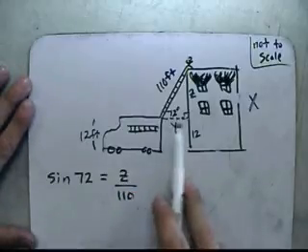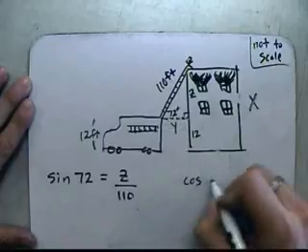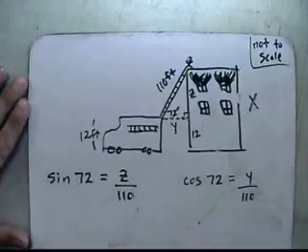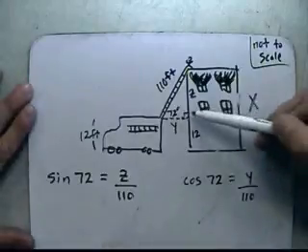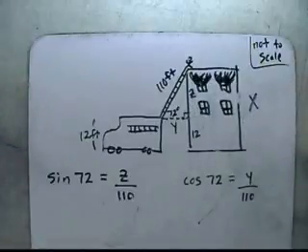Okay, if I'm going to find out how far away I want to park the truck from the building, I would use cosine. So I'm going to use cosine of 72, and that's going to equal y over 110. Z is from here to here. Cool.